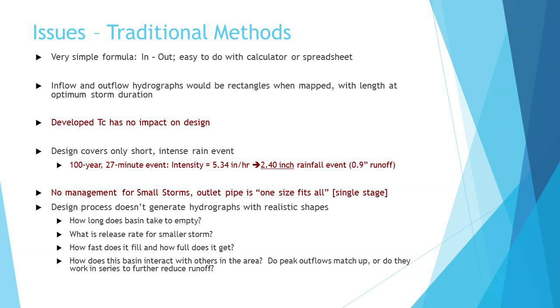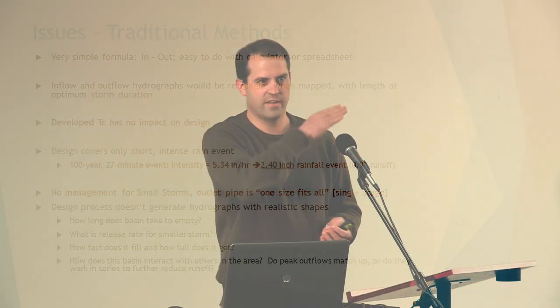The benefits are it's very simple to do. You've got your outflow, but we're not generating real true-to-life inflow or outflow hydrographs. If you looked at this on a graph, the inflow would be a big rectangle and the outflow would be a big rectangle. And that's not how it happens. When we get a rainfall event, the water comes in and it goes out, so you get more of a curve. It's not going to fully flush and then just stop. That's just not the way that it works.